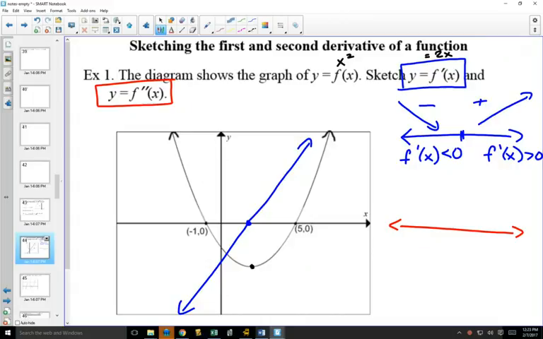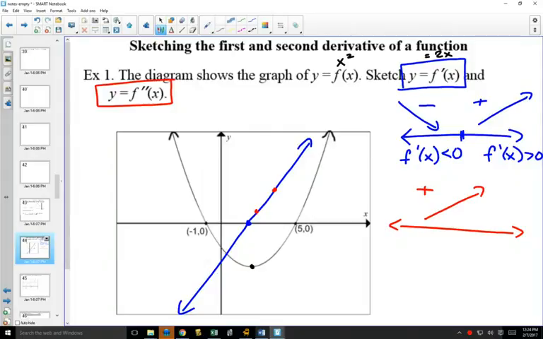What do we notice about our blue graph as you go from left to right? Can you see that it is always increasing? That would mean that the derivative of the blue graph has to always be positive. So we need some sort of graph that's always positive.